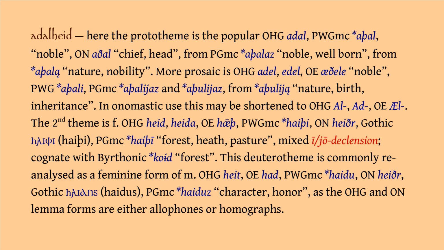The second theme is feminine Old High German Heid, Haida, Old English hath, Proto-West Germanic Hythi, Old Norse Hythra, Gothic Hythi, Proto-Germanic Hythi, forest, heath, pasture, mixed I, yo declension, cognate with Brythonic Coid, forest. This deuterotheme is commonly reanalyzed as a feminine form of masculine Old High German Heit, Old English Had, Proto-West Germanic Haidu, Old Norse Hythr, Gothic Haidus, Proto-Germanic Haidus, character, honour, as the Old High German and Old Norse lemma forms are either allophones or homographs.